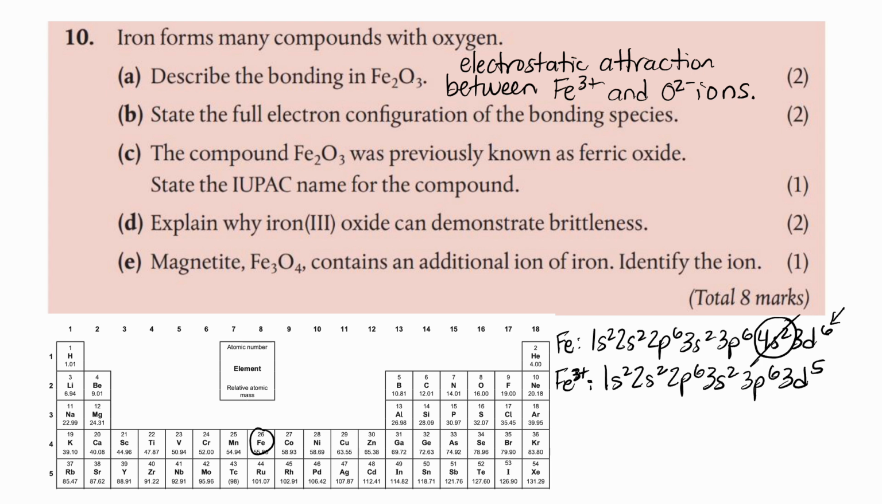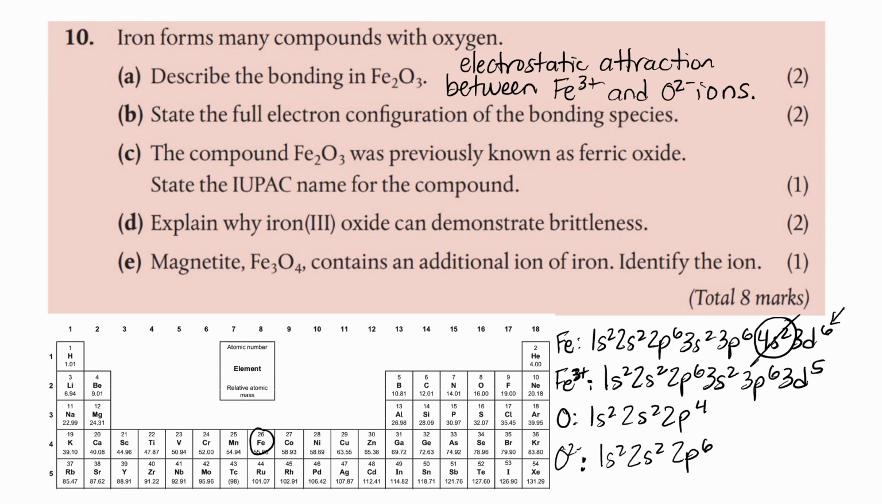Now let's do the same thing with oxygen. Regular oxygen would be 1s2, 2s2, and 2p4. But it says it gained 2 electrons. So now instead of 2p4, it would be 2p6, or the same electron configuration as neon.